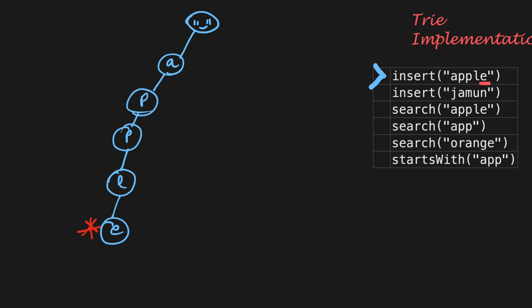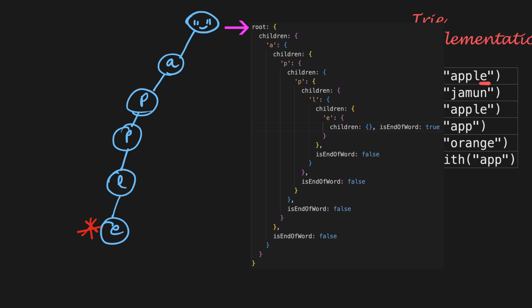And here, for example, this trie structurally looks like this. Basically, we start with the empty root and then in its children, we have the letter A along with is end of word being false. And this node A has child P, which again has child P. And this child P has L as a child. And finally, L has the child E with is end of word being true.